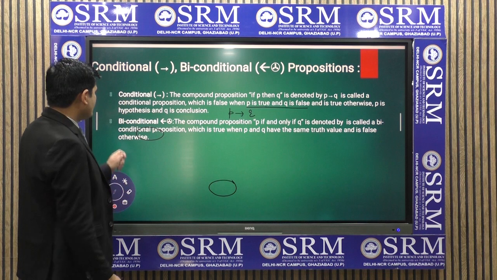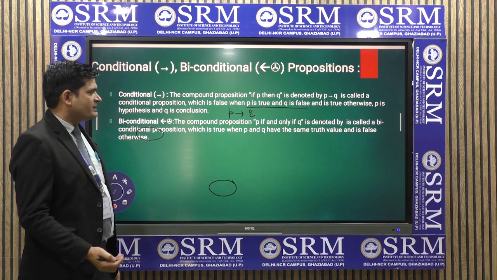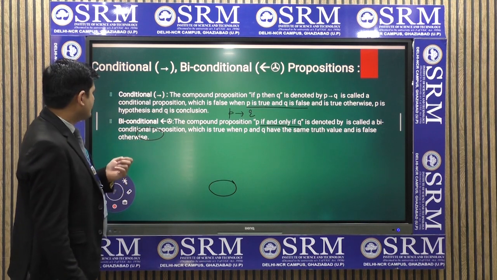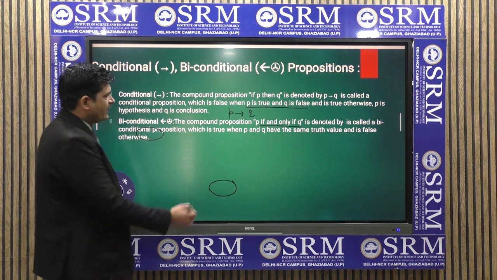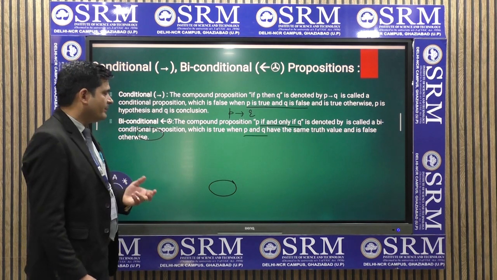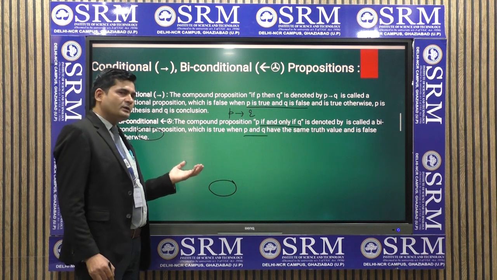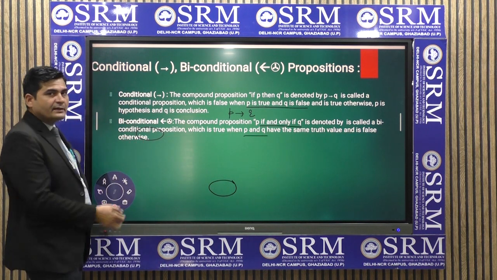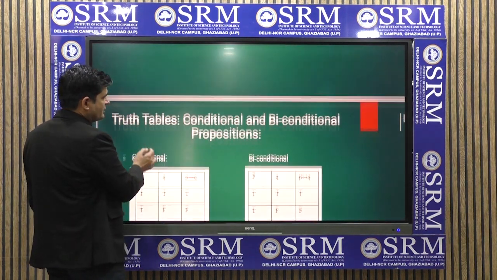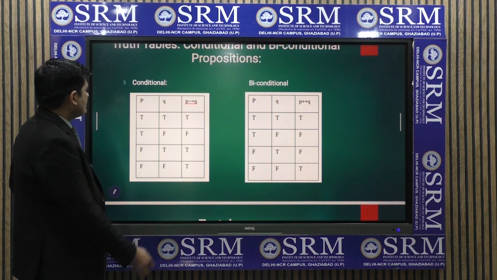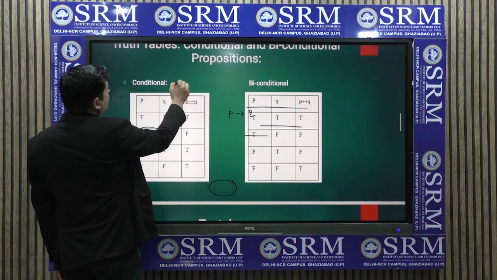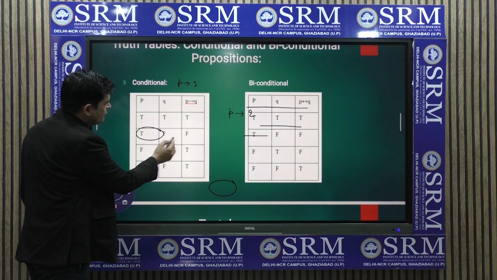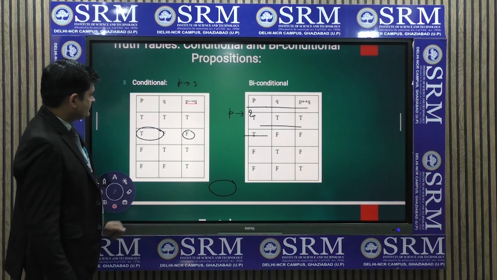It is false only whenever P is true and Q is false, otherwise it is true. Similarly, we have the biconditional operator, which is also a compound proposition, denoted by P if and only if Q. It is called a biconditional statement, which is true whenever both P and Q have the same truth value. That means if either both are true or both are false, then their biconditional is true. So let us see the truth table of the conditional and the biconditional propositions.